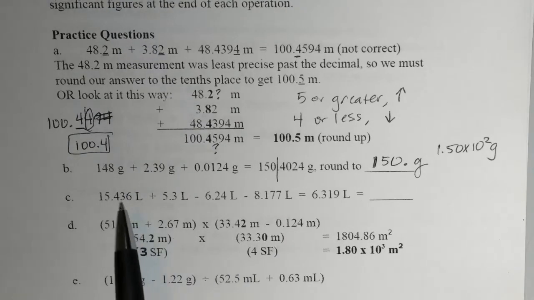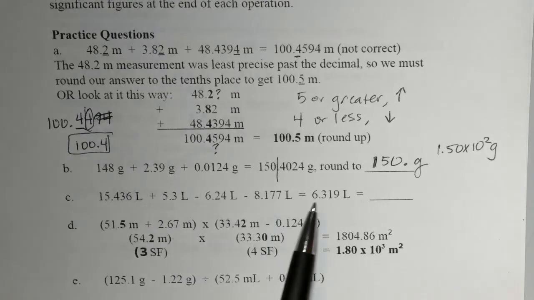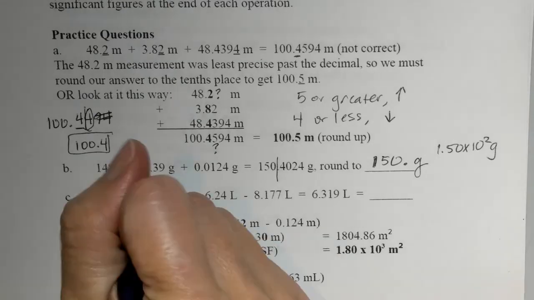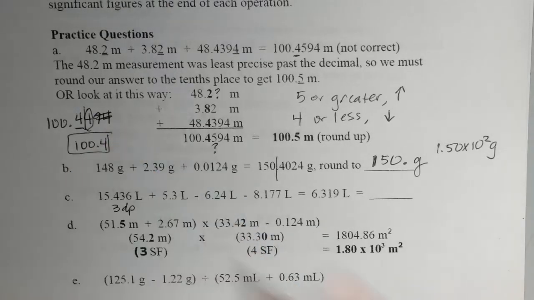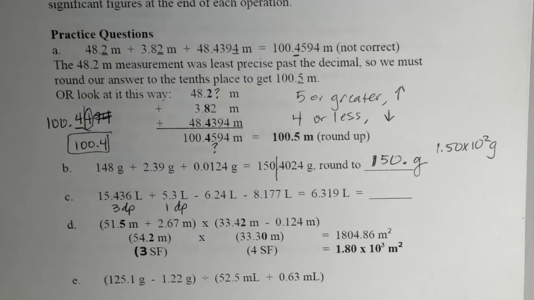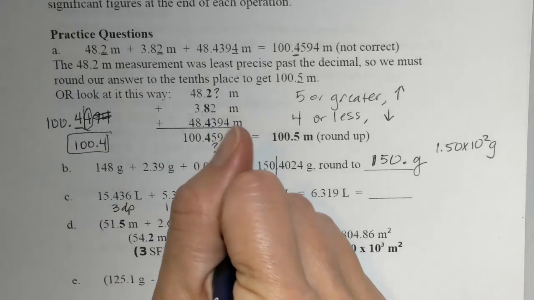The next one, again, we're just adding and subtracting. We got our answer, so we look at our decimal places. The first measurement, 15.436, goes to 3 decimal places. 5.3 only has 1 decimal place. 6.24 has 2 decimal places.